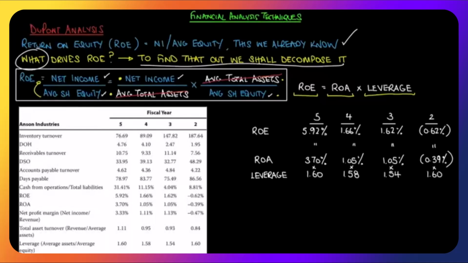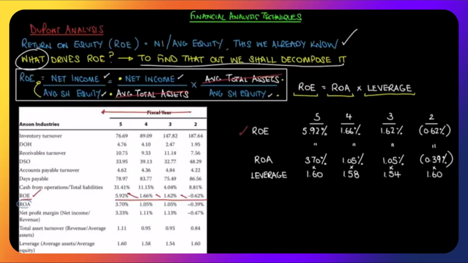What's Anson been up to? ROE. Here is what we're trying to analyze. From years 2 to 5, it's going this way. We're at minus 0.62 up to 5.92. Oh, it's going gangbusters. Massive improvement in ROE, from negative 0.62% to 5.92. I want to know why. What is driving that? So, sketching out over here, let's break it down into ROA and leverage.